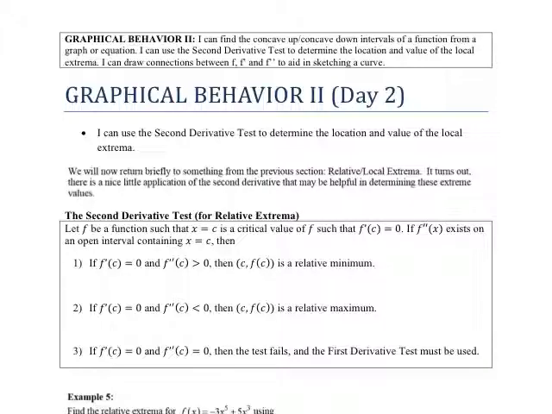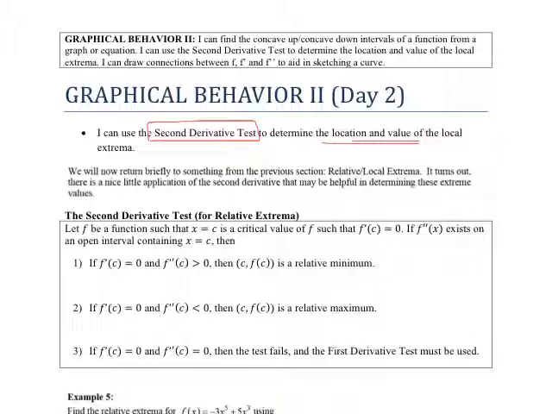Okay, the I can statement. I can use the second derivative test, so that's the test we'll be running, to determine the location and value of local extrema. The second derivative test is fairly similar to the first derivative test. They're both used to determine local extrema or relative extrema.